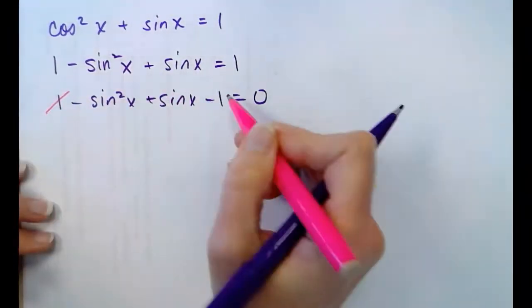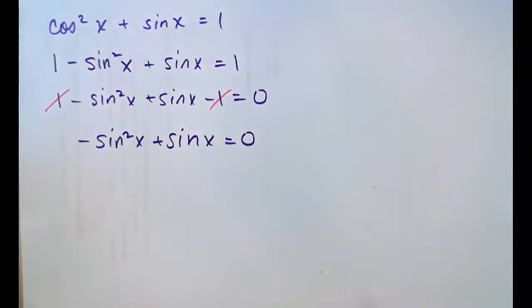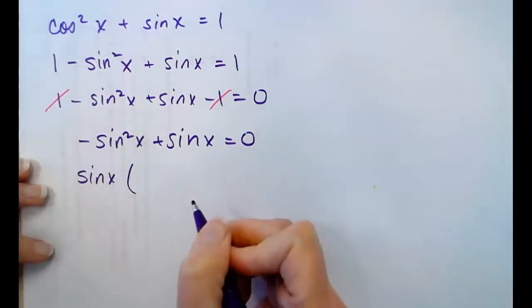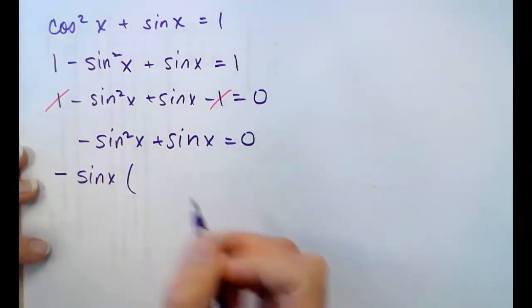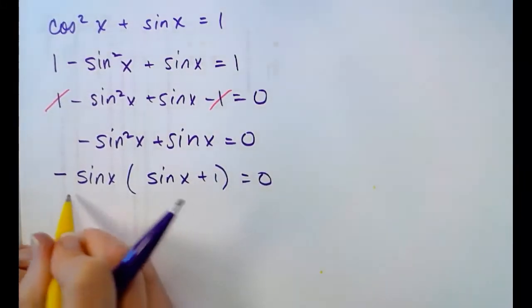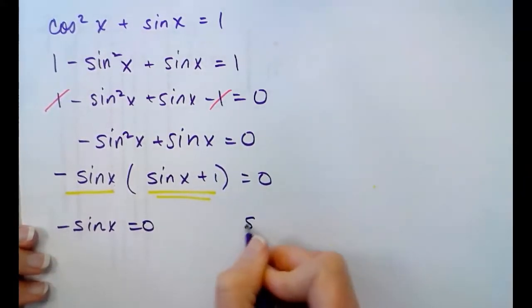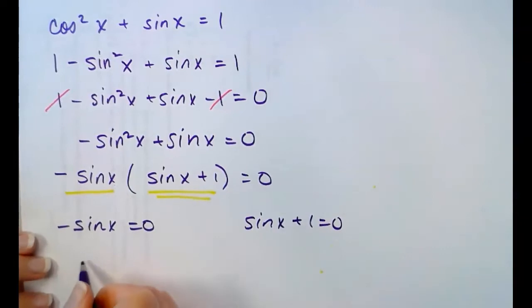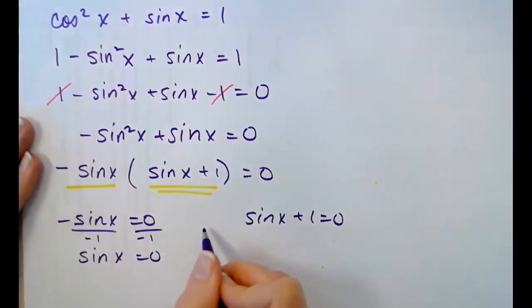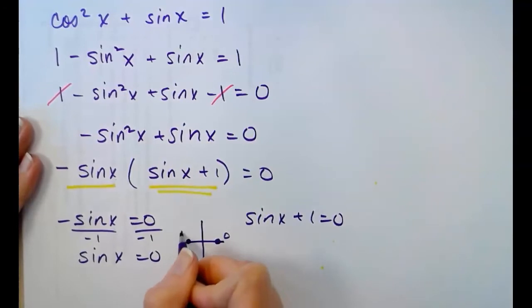And from there, 1 minus 1 cancels, so now we have negative sine squared x plus sine x equals 0. Now we can factor out the GCF, which is sine x. We take out sine x, or even better, take out negative sine x, and that leaves us with sine x plus 1 equals 0. So now we've got two factors, factor number 1, factor number 2, set each factor equal to 0. Negative sine x equals 0, and sine x plus 1 equals 0. Sine x equals 0 if we divide both sides by negative 1. So we can get some solutions here. Where is the sine equal to 0? The sine is equal to 0 here at 0 and also at pi.